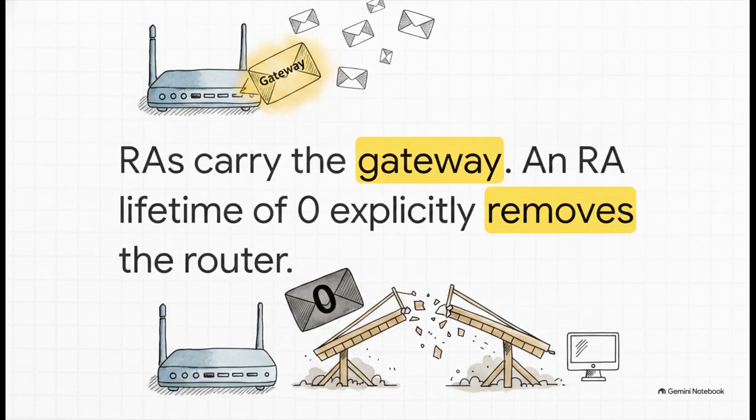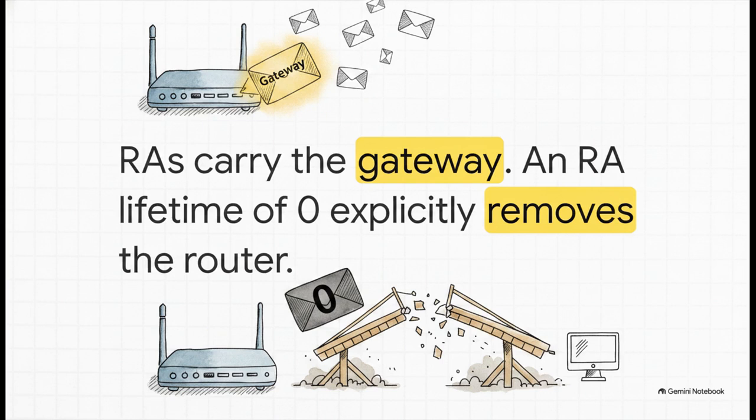Here's another massive paradigm shift for you. Where exactly does your default gateway come from? In the IPv4 world, DHCP just handed it to you. Easy. But in IPv6, router advertisements, or RAs, carry the default gateway. Unlike those old IPv4 DHCP leases, there's actually no explicit gateway renewal process here. The host just relies on periodic RA refreshes.